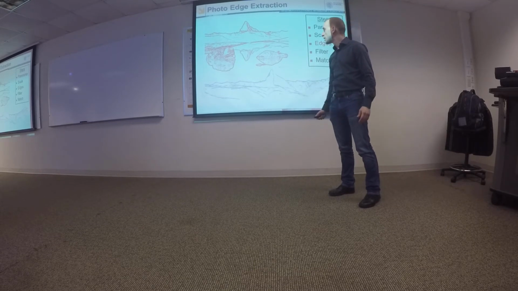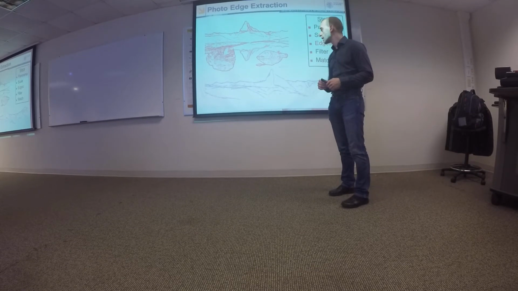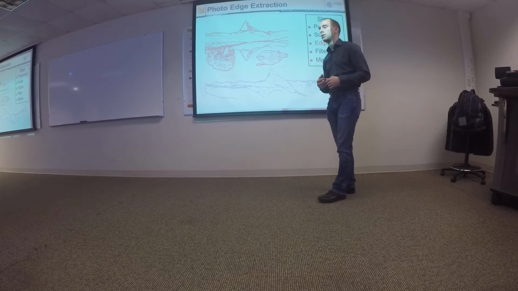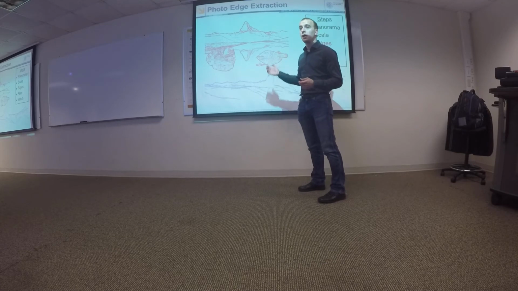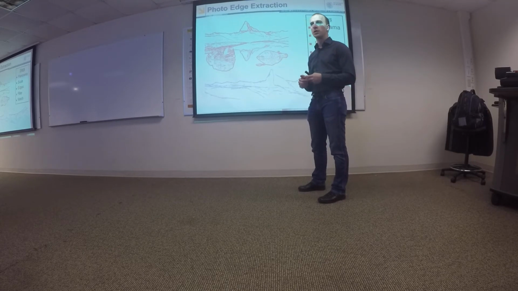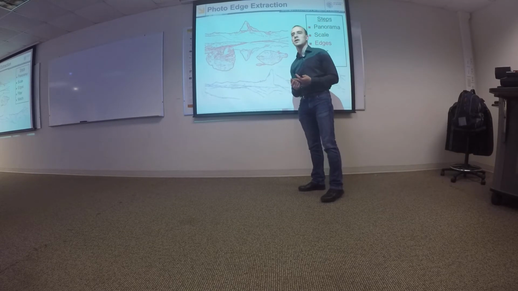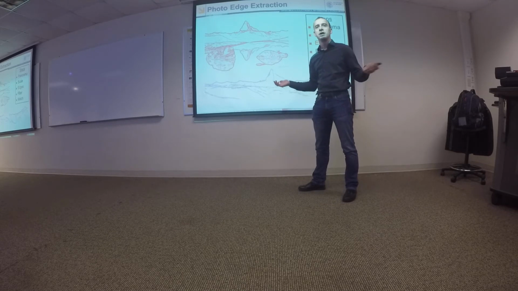The third step is we extract the edges from both of them. You can imagine that the photo and the panorama share no common points except their shape. One is a photograph, the other one is a drawing. So they have different colors, different textures, different features, different everything.